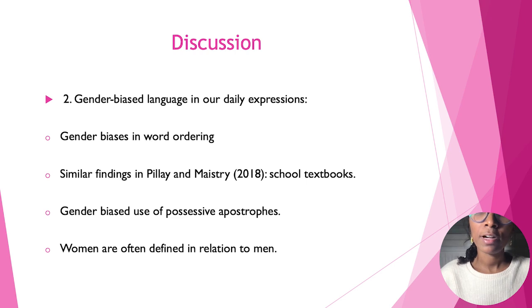The phenomenon is further supported by the biased use of possessive apostrophes. Phrases like someone's wife or someone's girlfriend occur more often than someone's husband or someone's boyfriend, suggesting that women are often defined in relation to men, reinforcing the idea of their dependence and subordination.